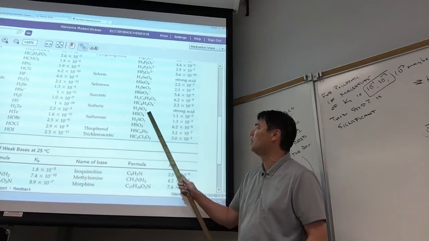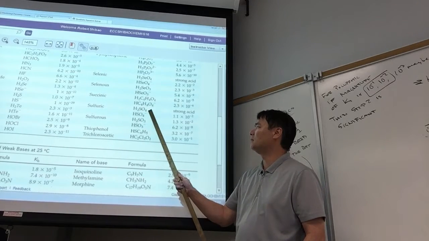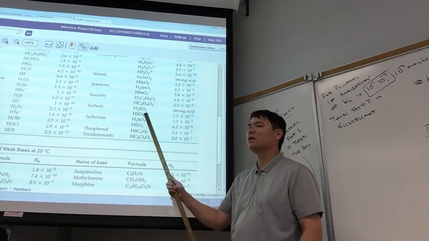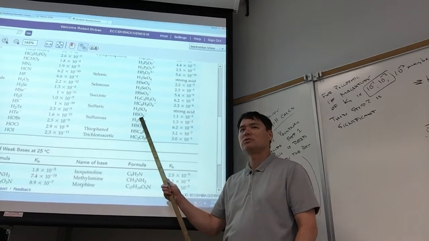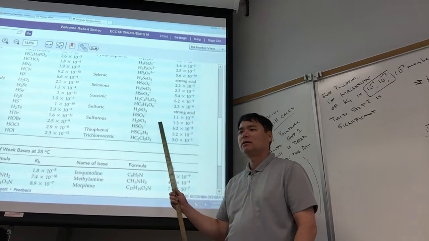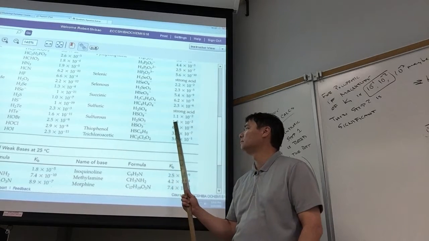And to give you an example, for sulfuric acid, about 90% of the hydronium in solution comes from step 1, and about 10% of the hydronium comes from step 2. And then Kw would be negligible. Here, Kw is only 10 to the minus 14.